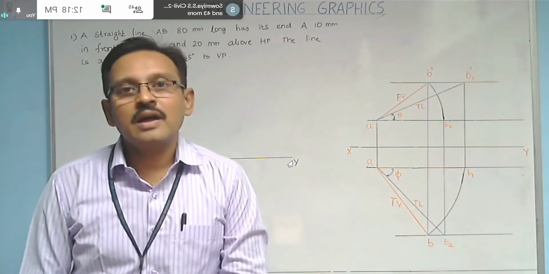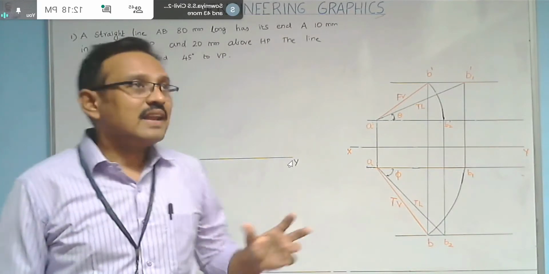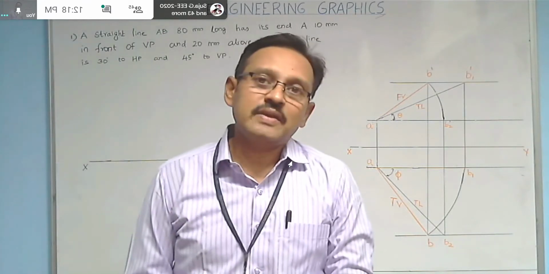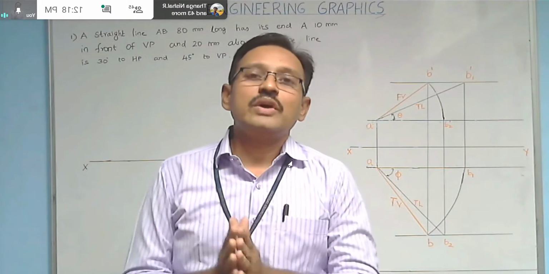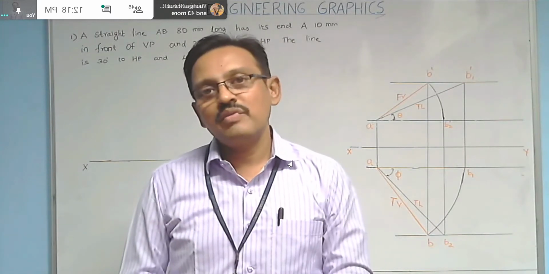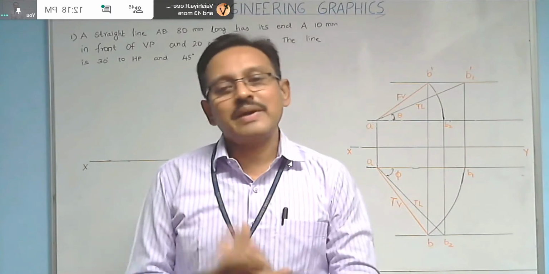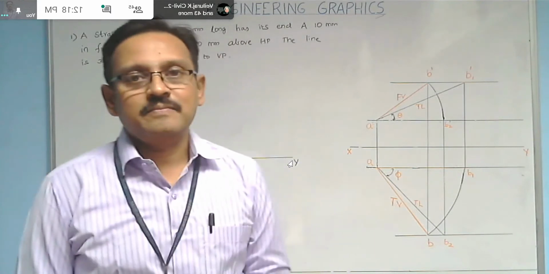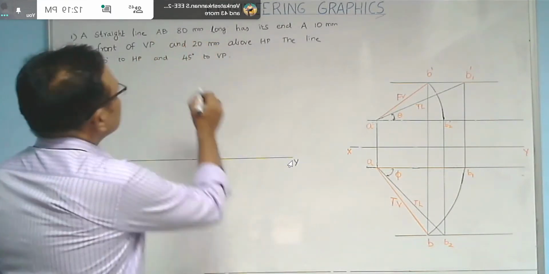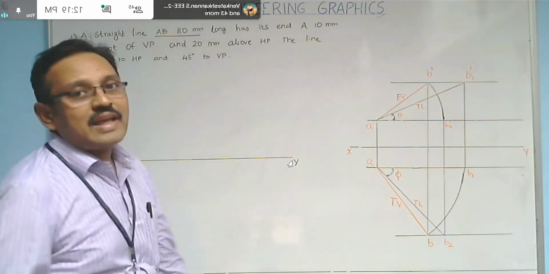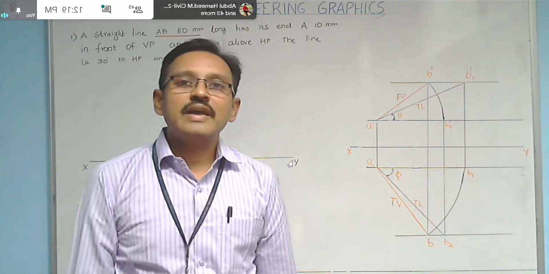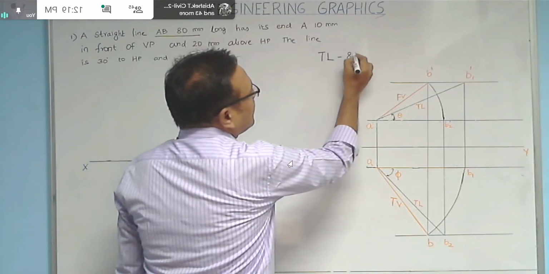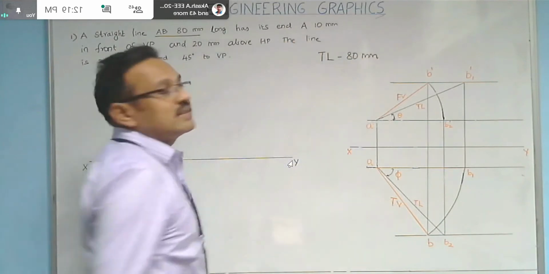So by reading the problem itself, you can say that the line is 30 degrees to HP and 45 degrees to VP. So here the line is inclined to HP as well as to VP. Both the theta value as well as the phi value is given. Now we can say what the true length of the line is. A straight line AB 80 mm long, so 80 mm is the true length of the line.